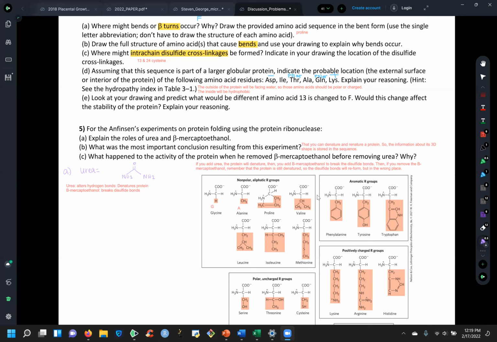So we reform the disulfide bridges in the wrong places. And then when you remove the urea, the protein refolds incorrectly.